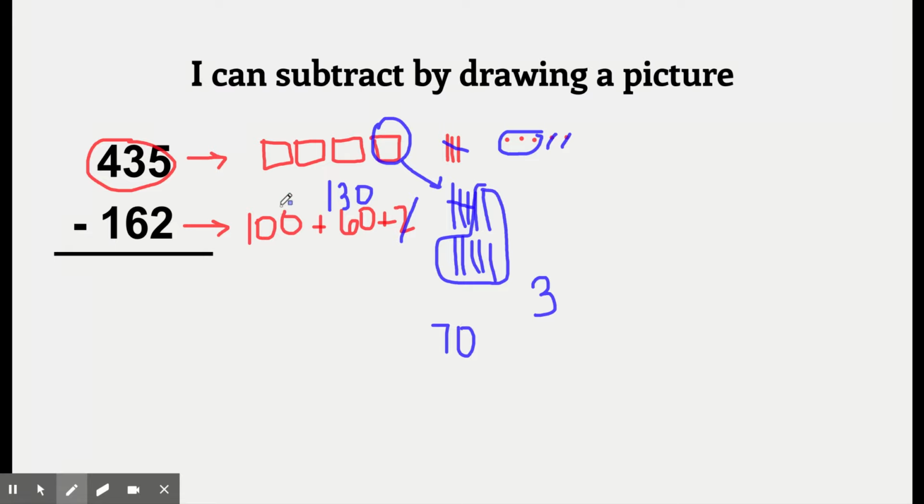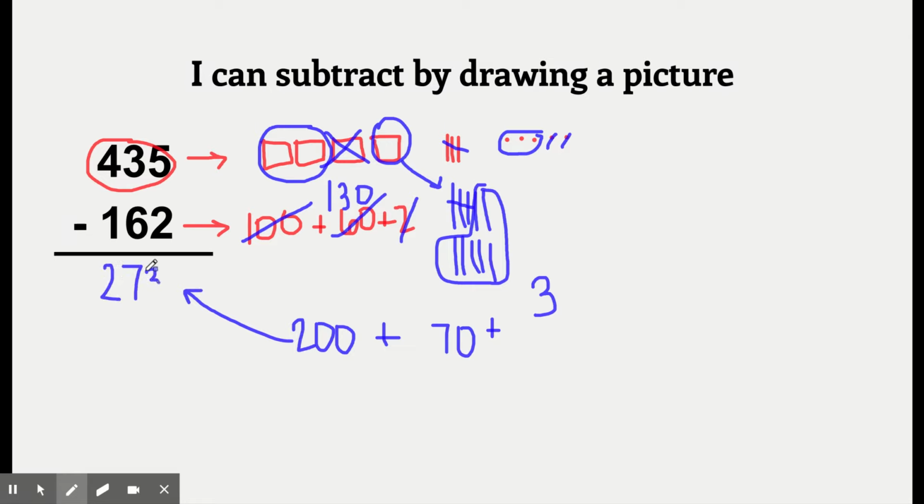Then I move on to my hundreds. I have 100 to take away. So I'm going to cross off 100, and I notice I'm left with 200. So when I look, I'm left with 200 plus 70 plus 3. When I write that in standard form, my answer is 273.